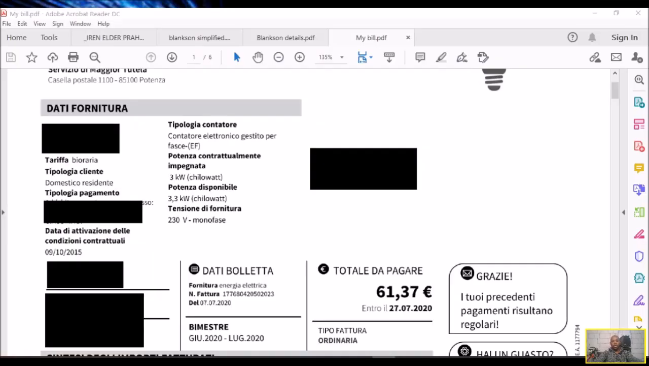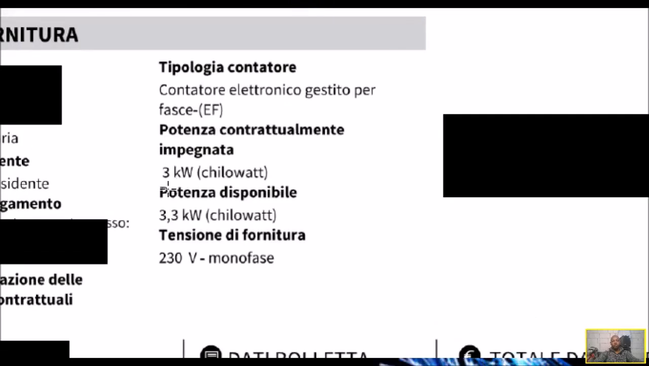You also have to look at the number of kilowatts they are giving you at your residence. The power which goes to most residential houses is 3 kilowatt, and you have an availability of 3.3 kilowatt. But what you are paying for is 3 kilowatt. In case you need more than 3 kilowatt, you have available up to 3.3 kilowatt.